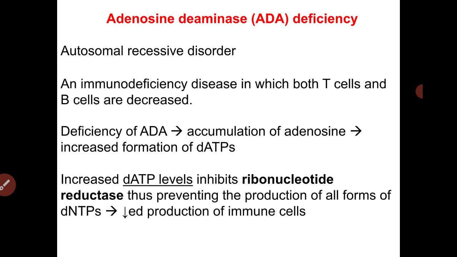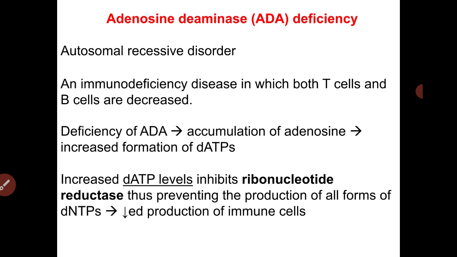Now moving on to hypouricemia, the cause for hypouricemia is adenosine deaminase deficiency. Adenosine deaminase deficiency is an autosomal recessive disorder. It leads to severe combined immunodeficiency disease, that is decrease in the levels of both T cells and B cells. This is because ADA is in higher concentration in the leukocytes. Deficiency of ADA or adenosine deaminase leads to decreased T cells and B cells.